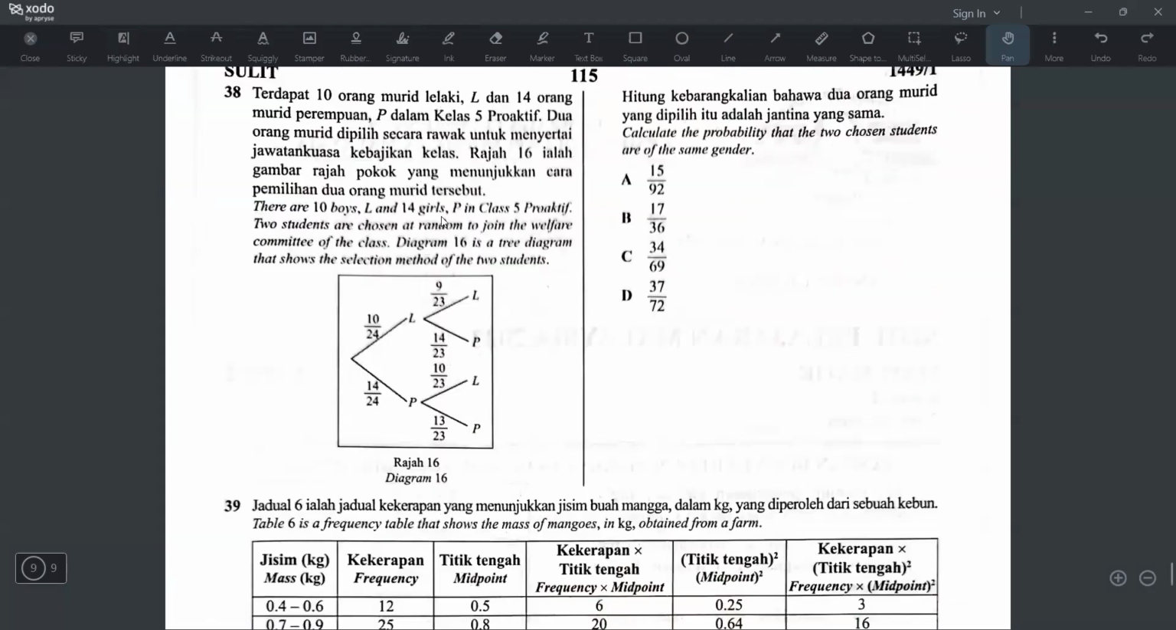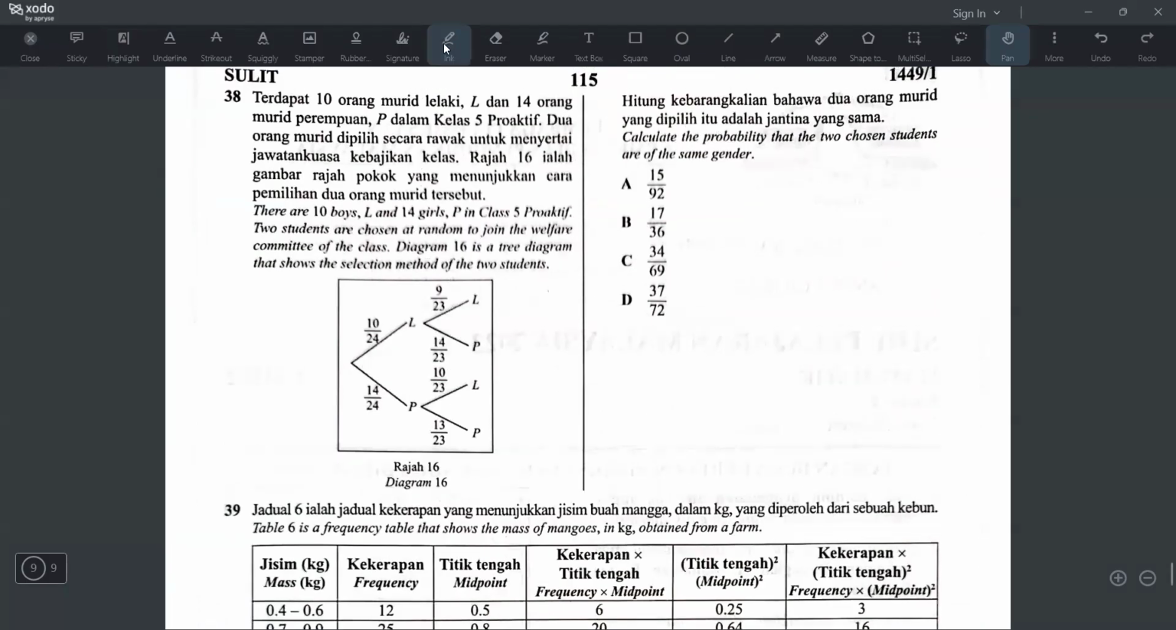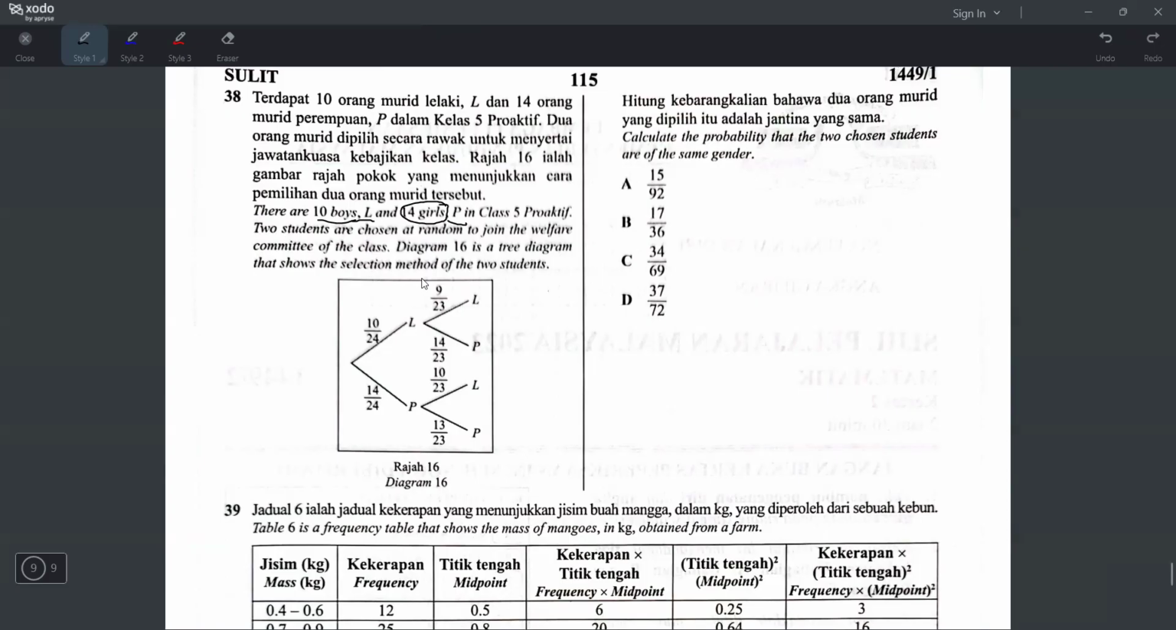Okay, let's continue with 38. This is also a probability question. Let's read. There are 10 boys, lelaki, and 14 girls in class 5 Proactive. 2 students are chosen at random to join the welfare committee of the class. Diagram 16 is a tree diagram that shows the selection method of the 2 students.